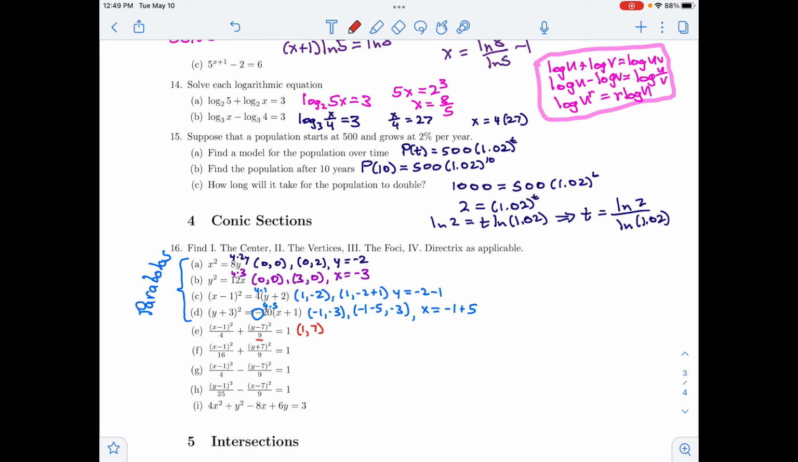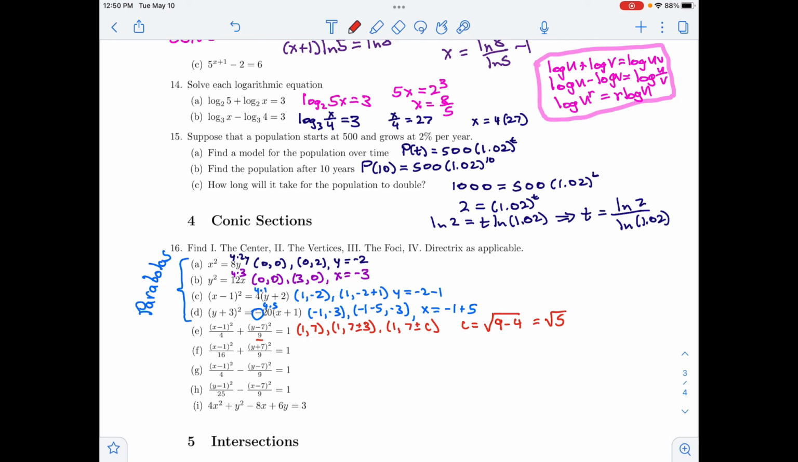Now, from there, to get to the vertex, the x isn't changing. We're going to go up 3, so it's 7 plus or minus 3. Up 3, down 3, to get to the top vertex and the bottom vertex. And then we've got (1, 7 plus or minus c) to get to the focus. And remember, c is equal to the square root of 9 minus 4. So it's plus or minus the square root of 5.